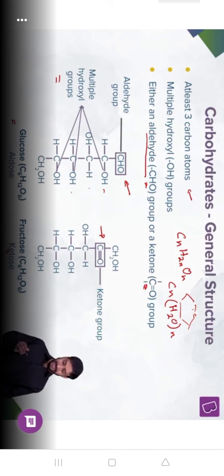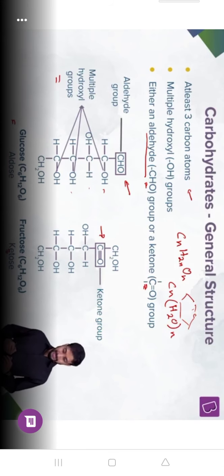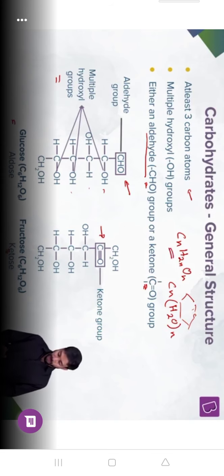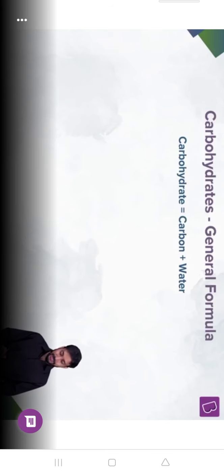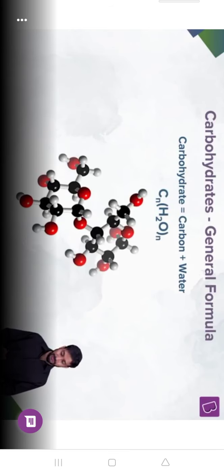Just try to put 6 in case of n and try to find out if you're getting the formula for glucose. C6H2 multiplied by 6, that means it's 12, and oxygen is 6. So C6H12O6, this is the general formula for the carbohydrates. Fine. Carbohydrates, see, this is the general formula.